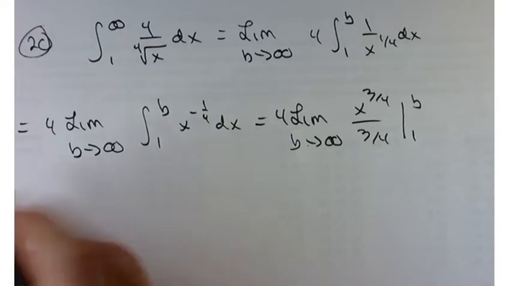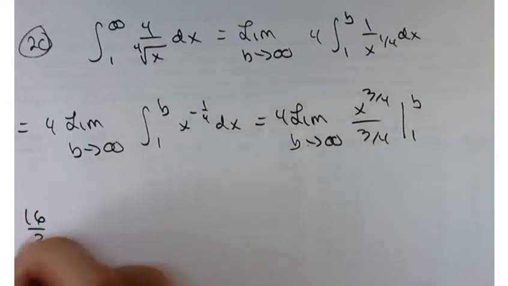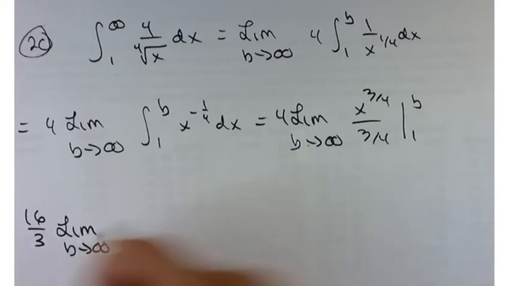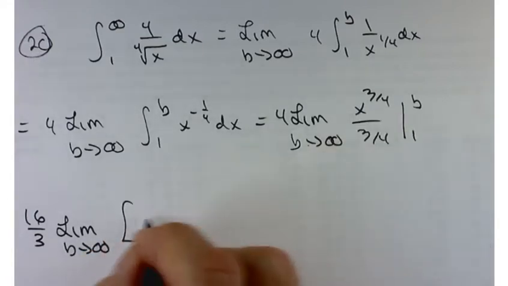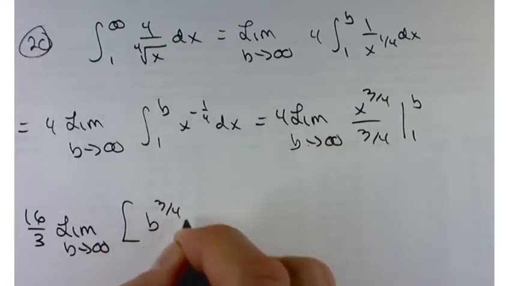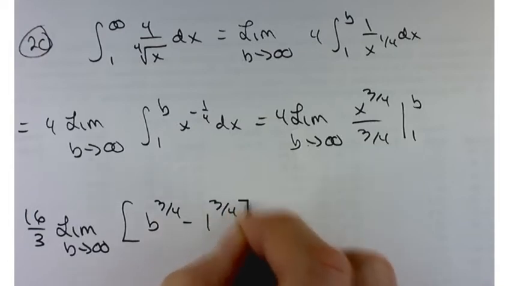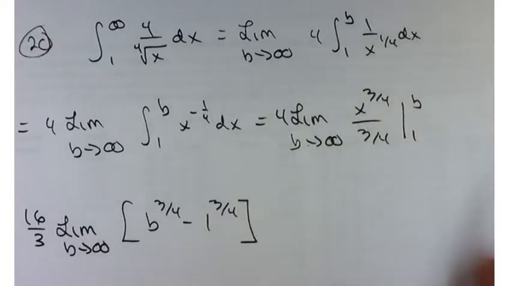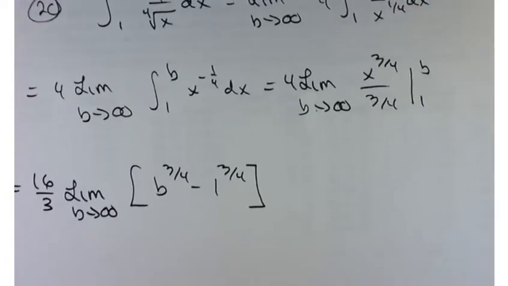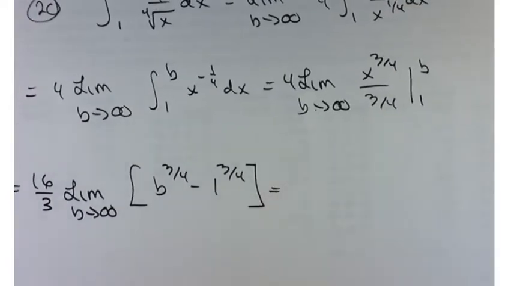4/3 times 4 is going to give me 16/3 times the limit as b approaches infinity of b to the 3/4 minus 1 to the 3/4. So just dropping in the limits there. And what's that limit?